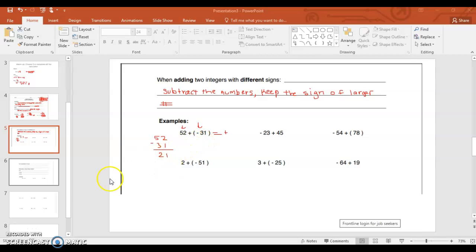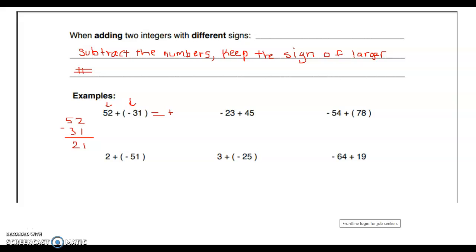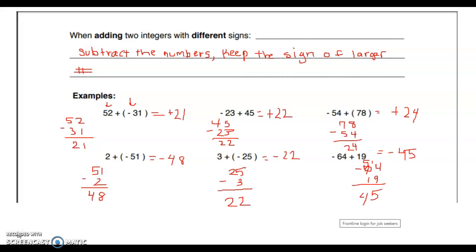All right, so the answer to this problem is going to be positive 21. Now, I want you to take a moment and try the other problems. You're going to subtract the numbers and keep the sign of the larger number. All right, were you able to get what I got? Okay, we're going to take a moment in class and we'll go over the answers together.